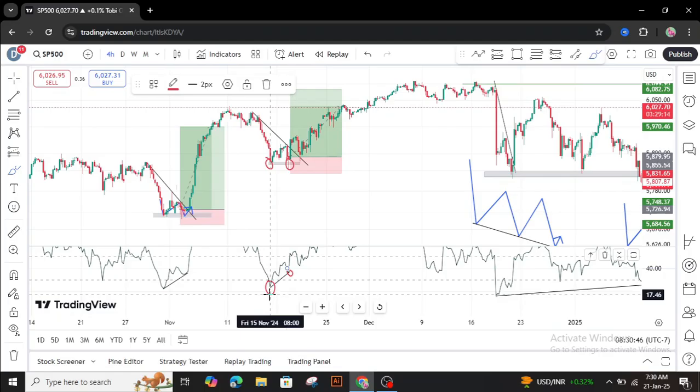So those are the three factors I've given you that you need to check before you take any buy position. These are the few things I wanted to show you related to technical analysis.